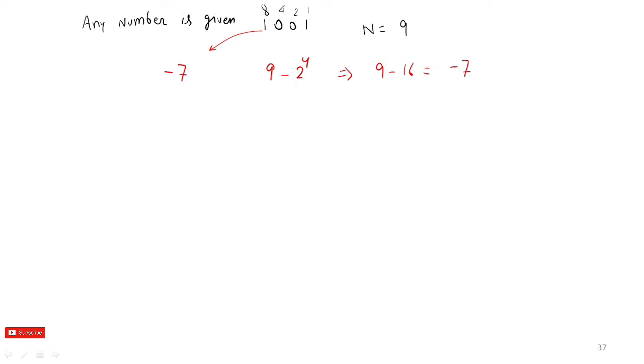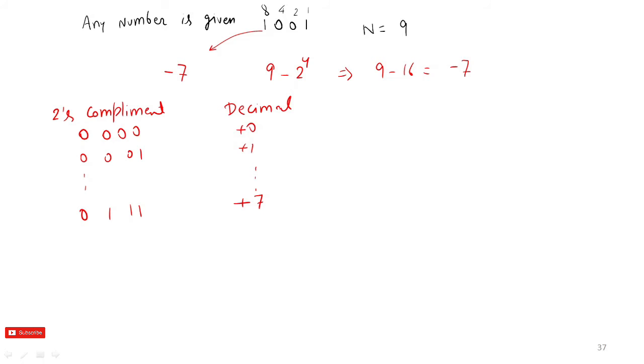Now see the range in 2's complement method. Taking 4 bits, 0 0 0 0 is 0, 0 0 0 1 is plus 1, similarly 0 1 1 1 is plus 7. Okay. 1 0 0 0 is given in 2's complement. If you want to convert it to decimal, how will you do it? 1 2 4 8, so the number in decimal is 8 minus 16, which is minus 8. So this is minus 8.